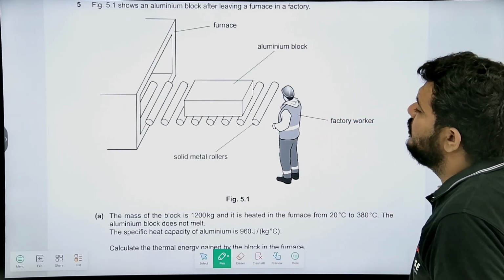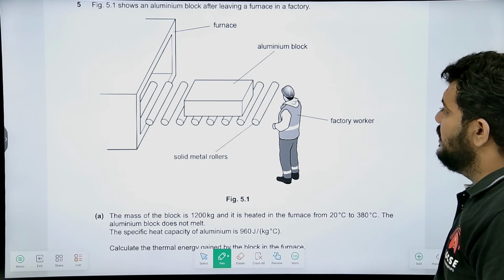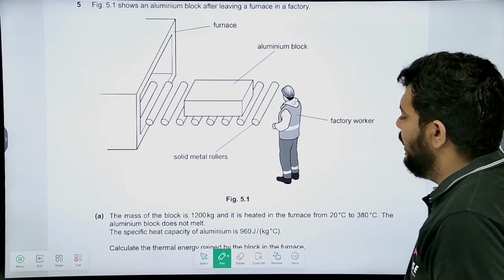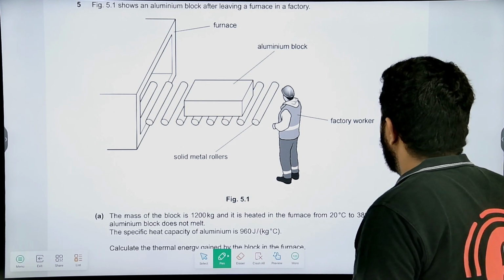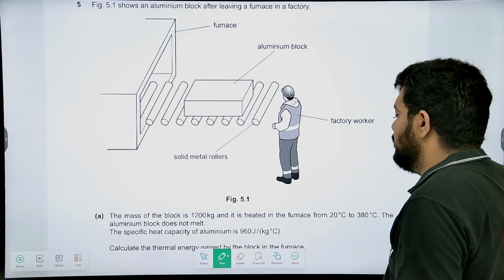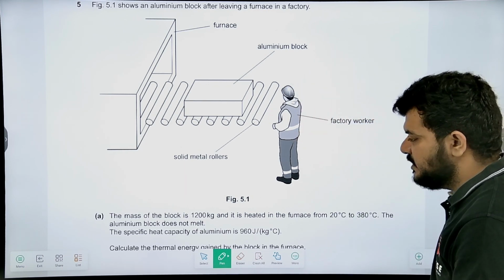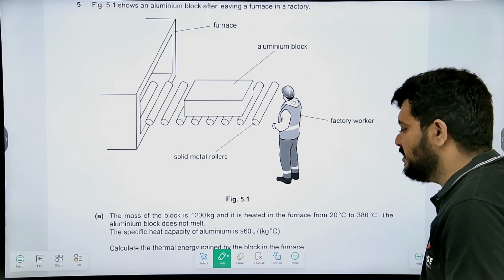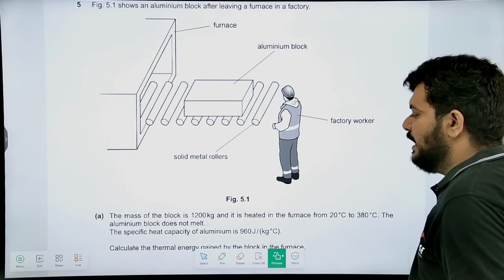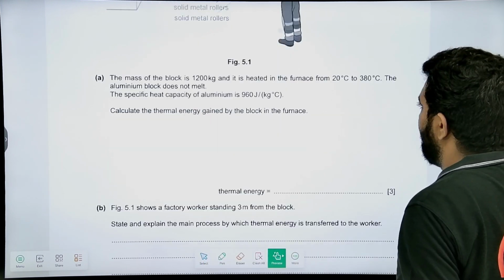Figure 5.1 shows an aluminium block after leaving a furnace in a factory. Okay, the mass of the block is 1200 kilogram and it is heated in the furnace from 20 to 380 degrees Celsius. The aluminium block does not melt, so its melting point is much higher than that. Obviously, it's a metal. The specific heat capacity of aluminium is 960 joule per kg degree Celsius. Okay, right? Calculate the thermal energy gained by the block in the furnace. We have all the values we require here.